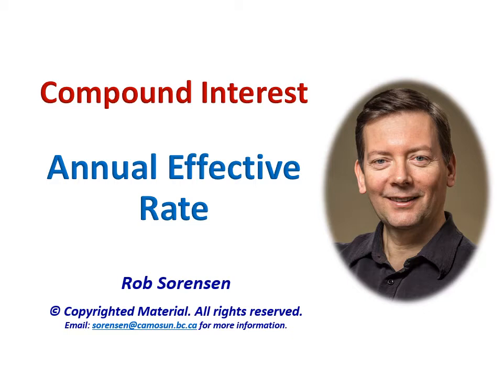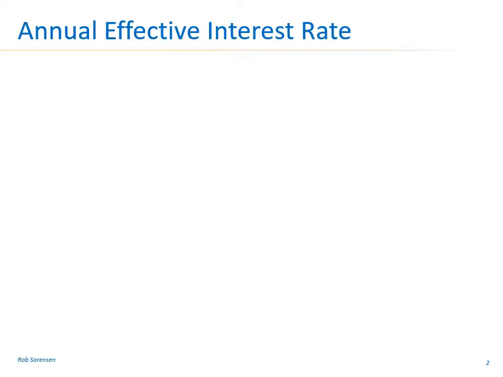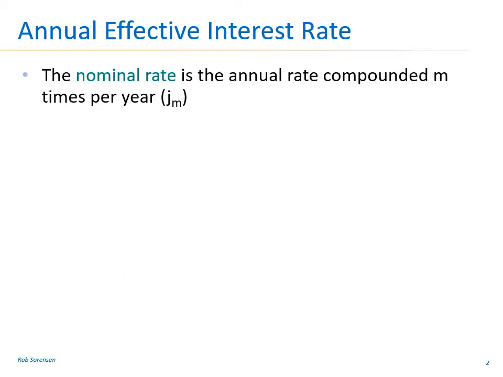I'm going to go through a really key concept here in finance now, and that's the notion of the annual effective rate. We've been working with something called the nominal rate up until now, the J or the JM, and so that might be like a J12 or a J2 or a J4, J365, that sort of thing. That's the annual rate, but then compounded that number of times per year.